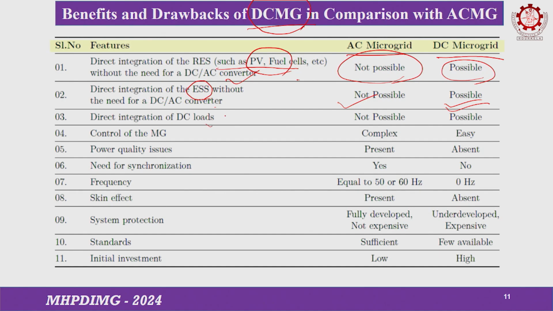And if you are supplying DC loads, which nowadays include LEDs, BLDC fans, and EVs, we can integrate them directly to the DC microgrid, whereas we need an extra power electronics converter for the AC microgrid. What I want to say is that AC is not totally obsolete. AC is still existing and we cannot immediately replace the AC system, but because of these advantages we are moving from AC systems to DC systems. Also, the problems with AC systems are that power quality issues are present, and there is a need for synchronization, which is required in the case of AC systems.